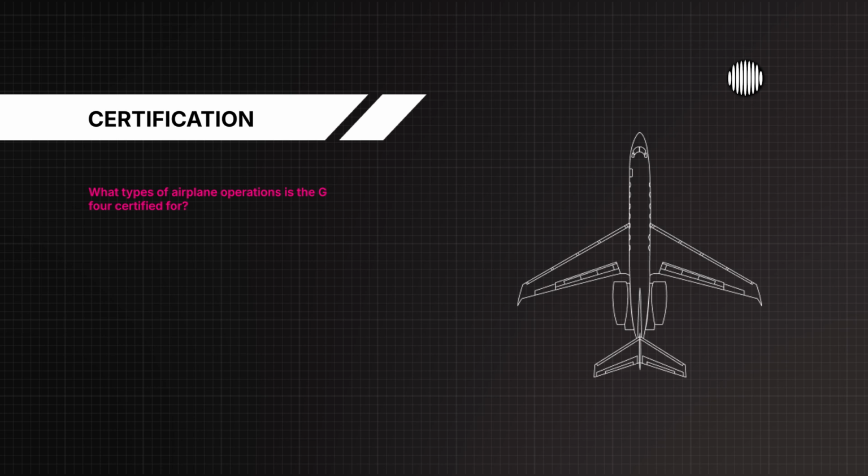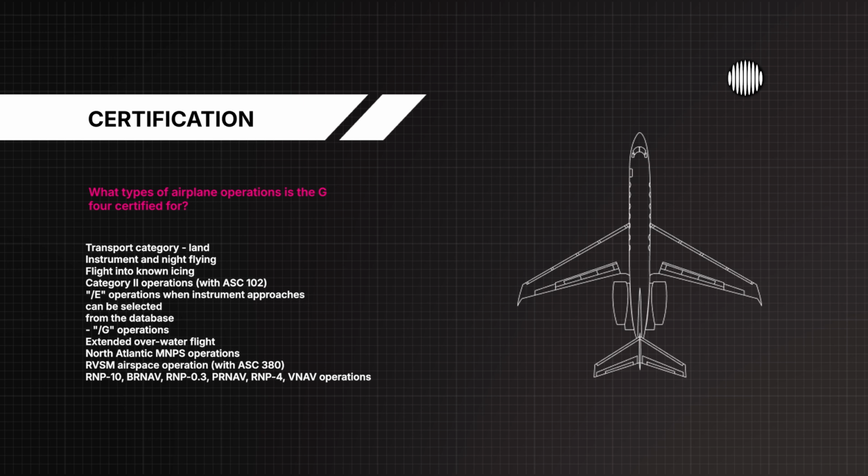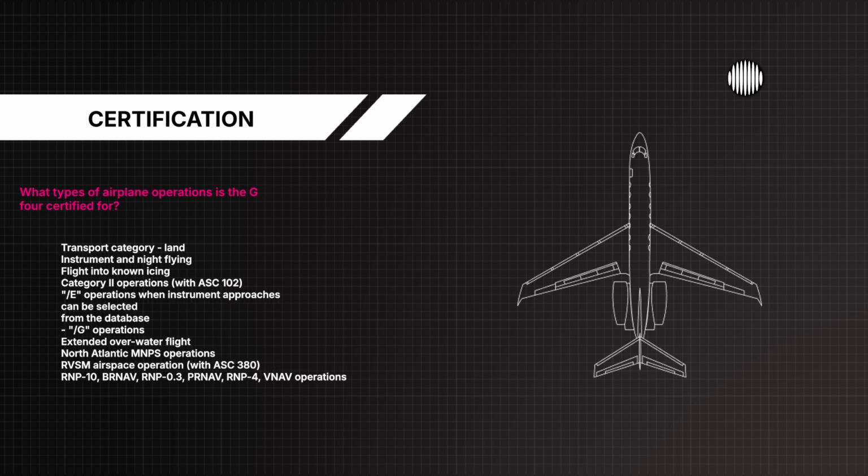What types of airplane operations is the G4 certified for? Transport category: land, instrument and night flying, flight into known icing. Category 2 operations, with ASC 102. E operations when instrument approaches can be selected from the database. G operations, extended over water flight. North Atlantic MNPS operations, RVSM airspace operation, with ASC 380. RNP 10, BRNAV, RNP 0.3, PRNAV, RNP 4, VNRV operations.